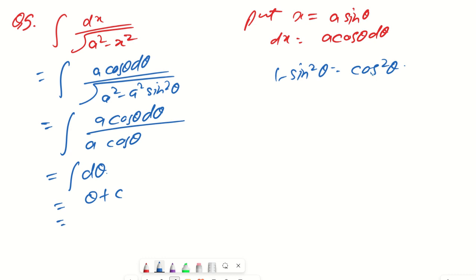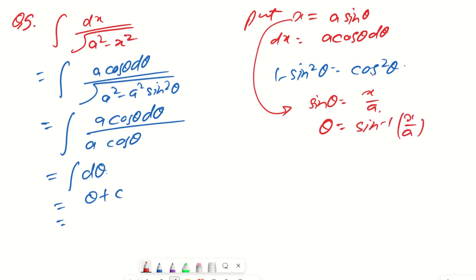So theta is what? From here we can write it down. My sine theta is going to be x by a, and theta is going to be sine inverse of x by a. So I am going to write it here, sine inverse of x by a plus some constant c. So the integration of dx by square root of a square minus x square is going to be sine inverse of x by a plus c.